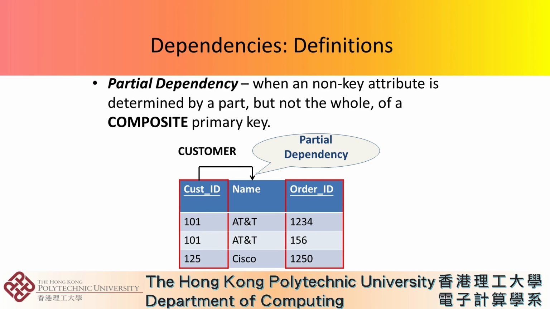Partial dependency occurs when a non-key attribute is determined by a part but not the whole of a composite primary key. In this example, customer ID and order ID are the primary keys in the table customer, and name only depends on one of the primary keys, customer ID. Therefore, name is partially dependent on the primary key.